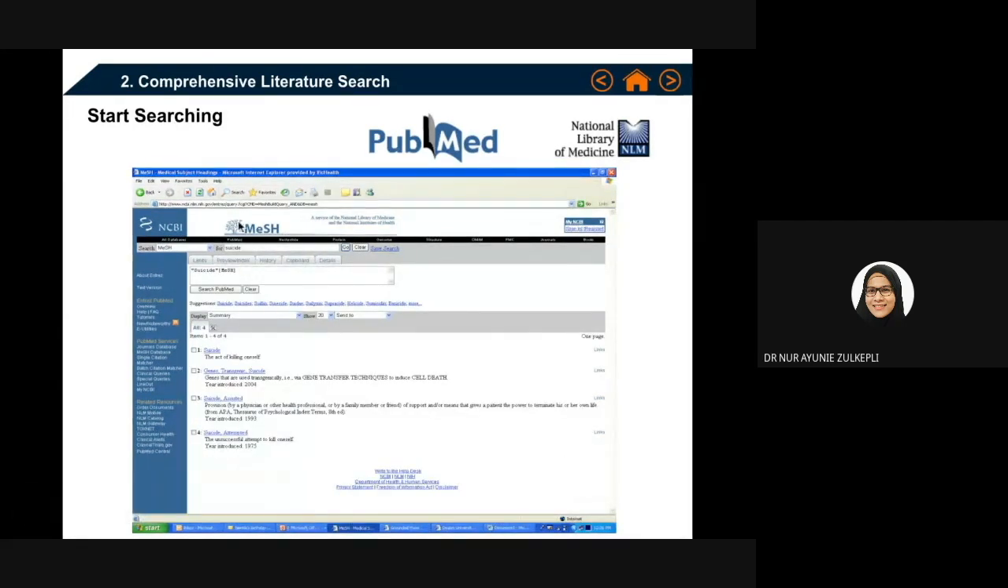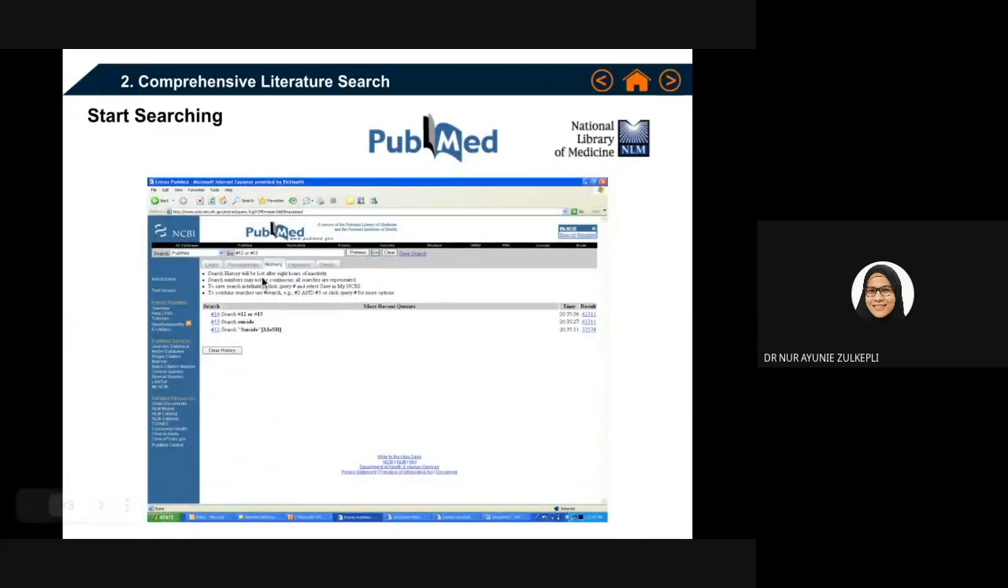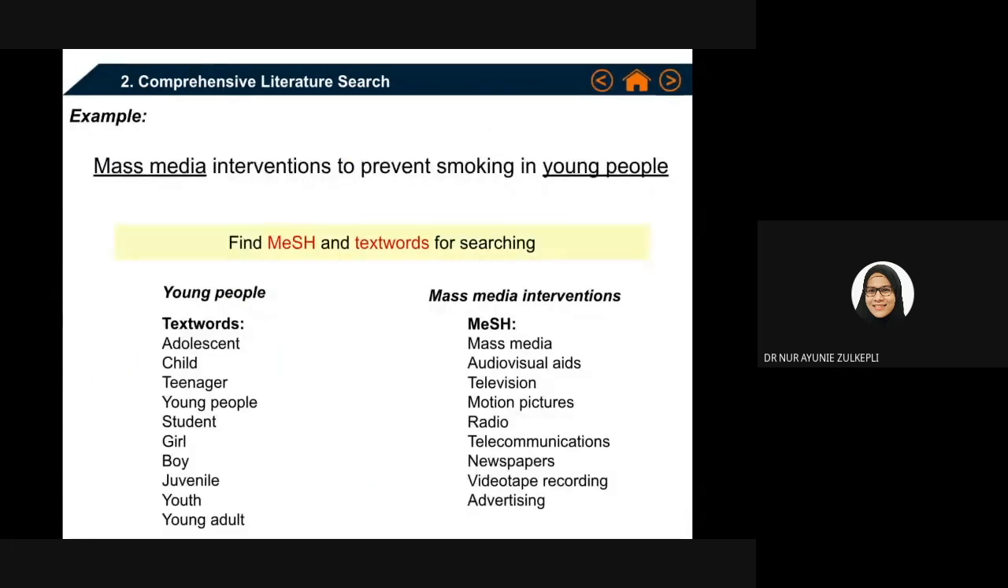Okay, so this is an example for suicide only for MeSH. And this is an example of 12 and 13. This is just a screenshot, just to show you how MeSH in PubMed works. Okay, so you can apply this. After this, you can apply it. So for example, I give an example here for you to understand better: mass media intervention to prevent smoking in young people.